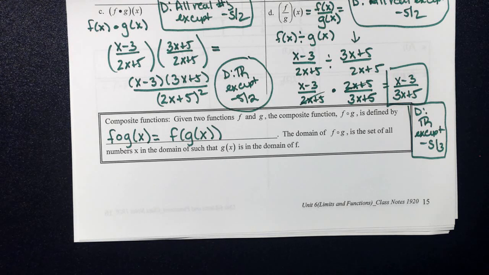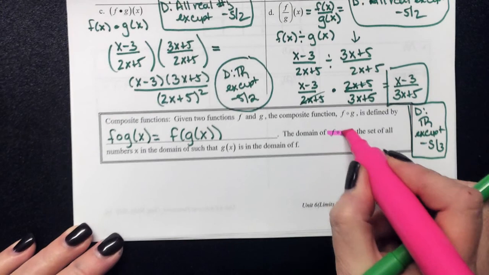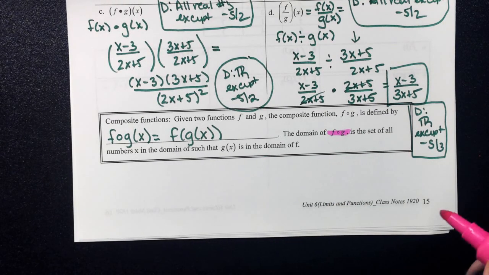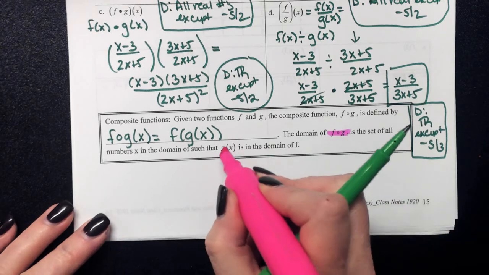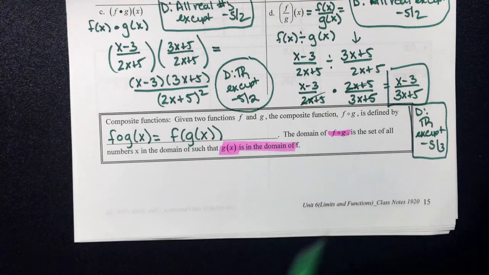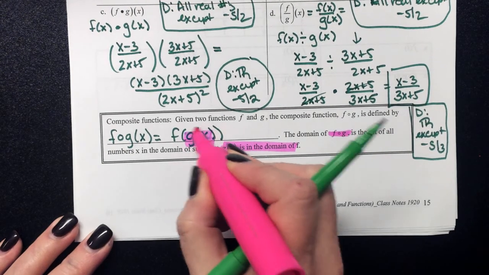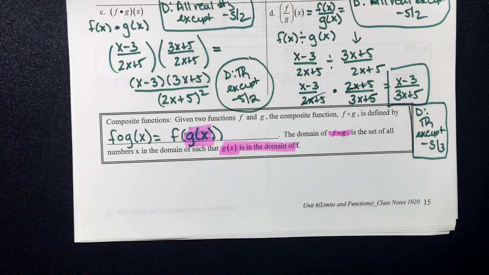Remember, what this is, inputs and outputs. You're putting something in, you're getting something out. When they ask you about the domain of a composition, you have to consider not only the domain of your final answer, but the domain of your input function. So in other words, you've got to look at the domain of that g of x, and you've got to put the two domains together. So that's the trick when you're talking about the domain of composition of functions.